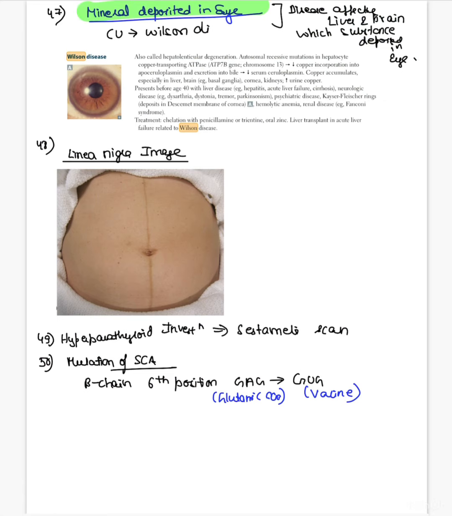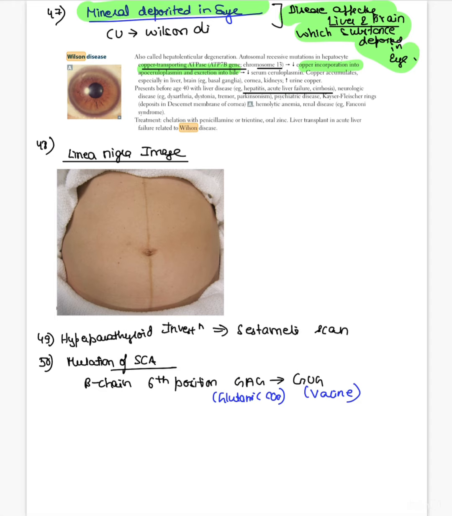They ask you which mineral is deposited in the eye. They gave you a history of disease affecting liver and brain. When there is liver and brain involvement, think of hepatolenticular degeneration, that is Wilson disease. When we talk about Wilson disease, this is affecting the ATP7B gene located on chromosome 13. This is also a PYQ. There is decreased copper incorporation into bile, decreased excretion into the bile. That is again important.